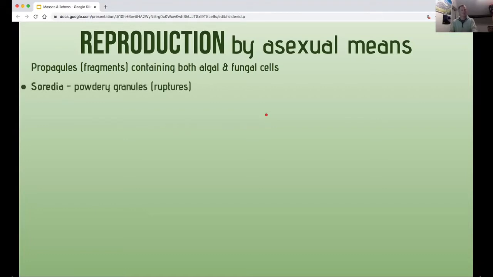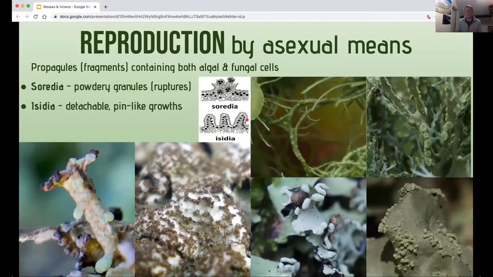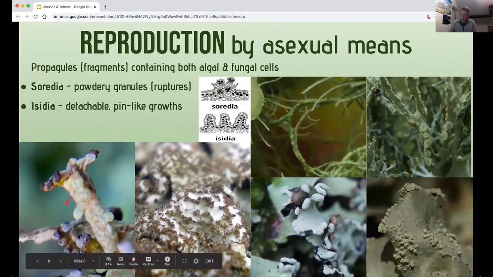There are two different things that you may be able to see when you're looking in the future. There's a structure which looks like a powdery granule, and then there's something that looks like a pin-like growth, which you get as well. So you get the two forms. That's soredia, and then isidia. They're like a pin-like growth, and they've got a cortex, a layer around them. So we have a few examples here. You might be able to see this pin-like structure here, and there are pin-like structures there.